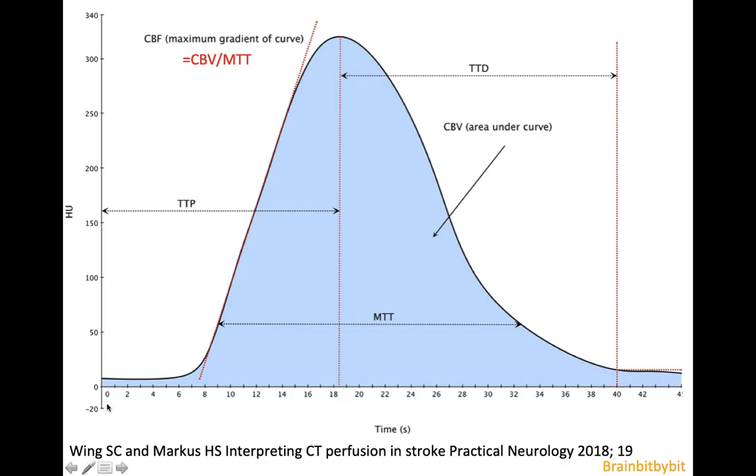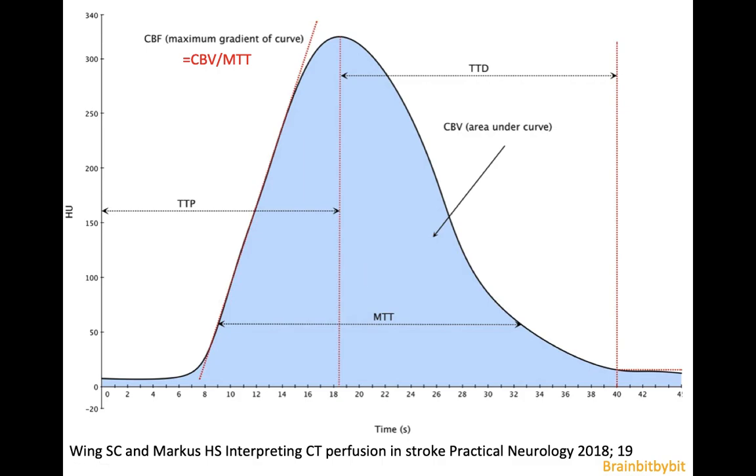Contrast is injected at time point 0. There's the time to peak till the top of the curve. The slope of the curve is the cerebral blood flow. The width of the curve is the time that it takes for the contrast to get through the brain parenchyma, or for the blood to get through the brain parenchyma, so that's called the mean transit time. And the area under the curve is the cerebral blood volume.